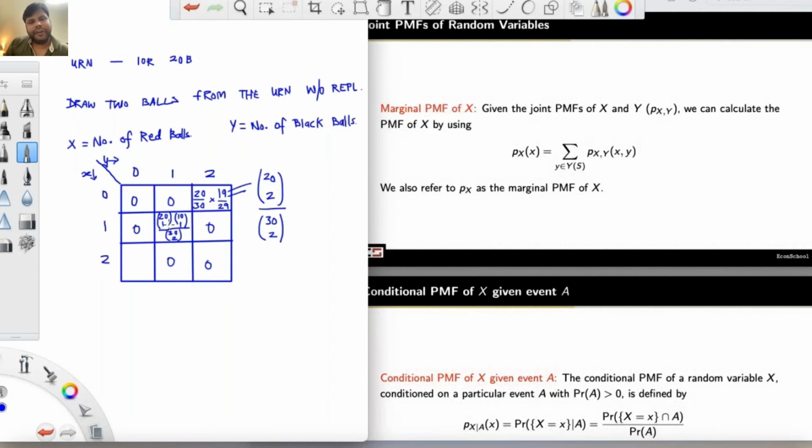Alternatively, you can also write it like this: 20 into 10 divided by 30 into 29 divided by 2. So basically 2 will come on the top, because there are two ways, right? Either you draw first one red and second one black, or first one black and second one red. So either you write it like this, or if you write in terms of order, then make sure that you multiply the thing by 2. Okay, what about this one?